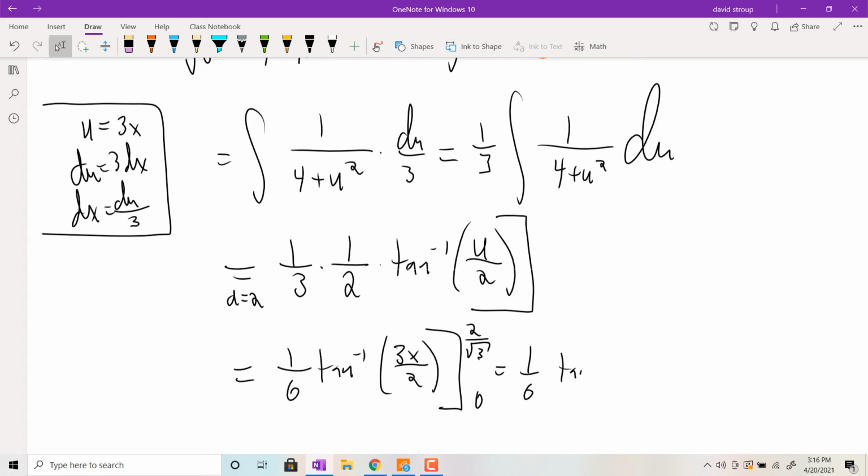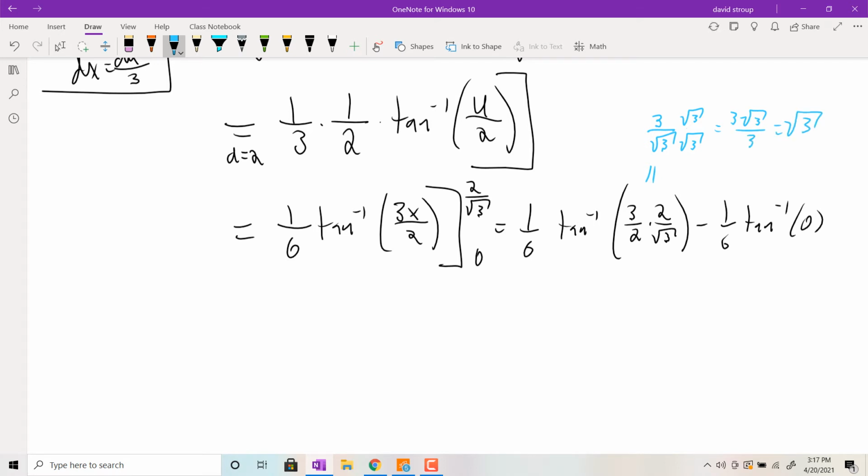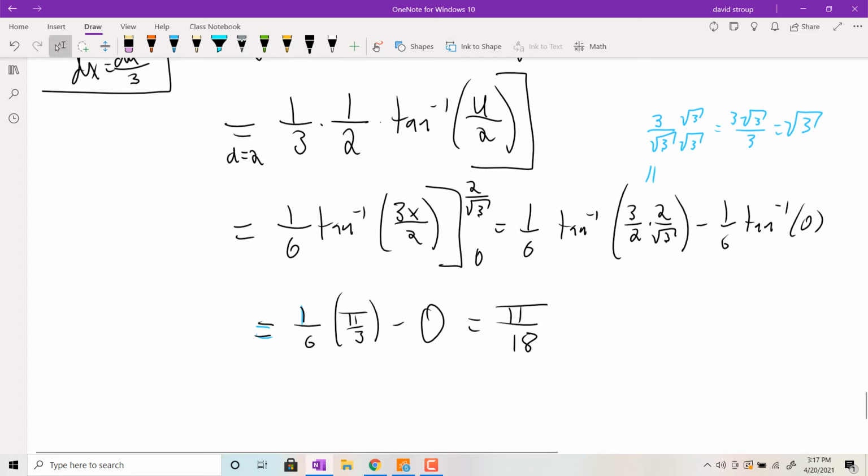Okay. So we have 1/6 tan inverse of 3/2 times 2 over root 3 minus 1/6 tan inverse of 0. That part's 0. This part, though, here, what is that? That's 3 all over root 3. Okay. So what the heck is that? That's the same as, let's rationalize it and see if it looks different. 3 root 3 all over 3. Oh yeah, so that's root 3. So the reference angle that gives us root 3 will be pi over 3. Okay. So yeah, pi over 3. So this would be 1/6 times pi over 3 minus 1/6 times 0 is just 0. So pi over 18. Okay.